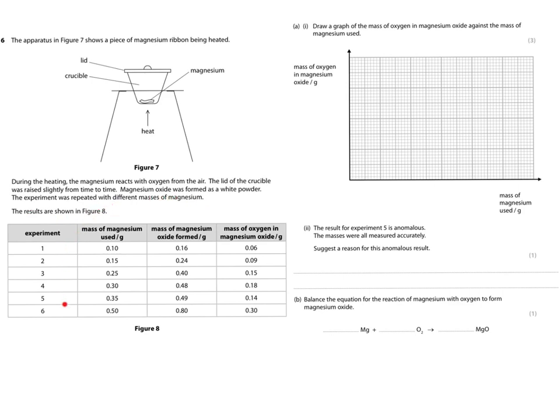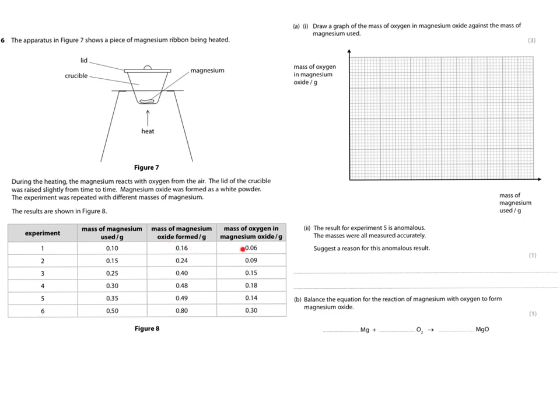So we can see there's 6 different experiments, and they use different masses of magnesium, starting from 0.1 going all the way to 0.5. And they recorded how much mass of magnesium oxide was formed in each experiment. So you can see how much mass of magnesium oxide was formed, the most being over here. And then they calculated the mass of oxygen in magnesium oxide. So you can see the mass of magnesium was 0.1, and it's increased to 0.16. Well, there's no magnesium being added. The only thing that's added to the magnesium is oxygen, so that extra mass must be due to the oxygen.